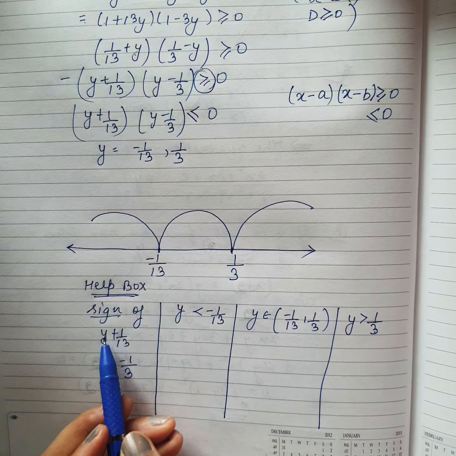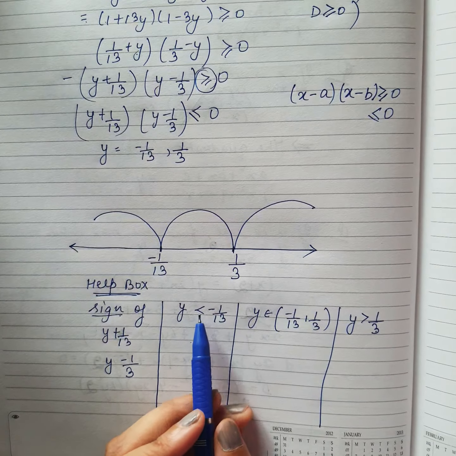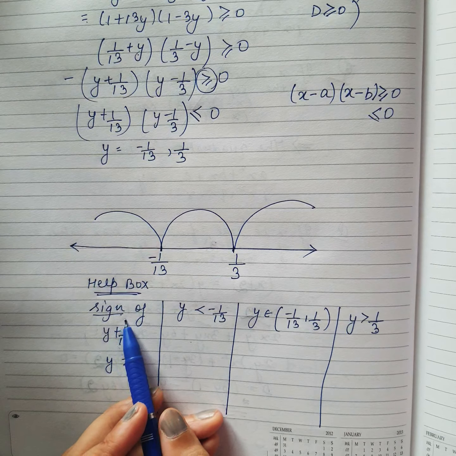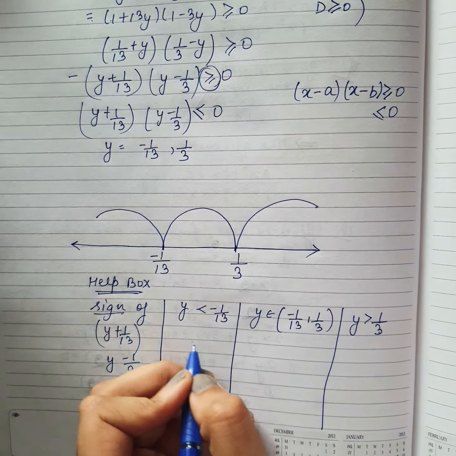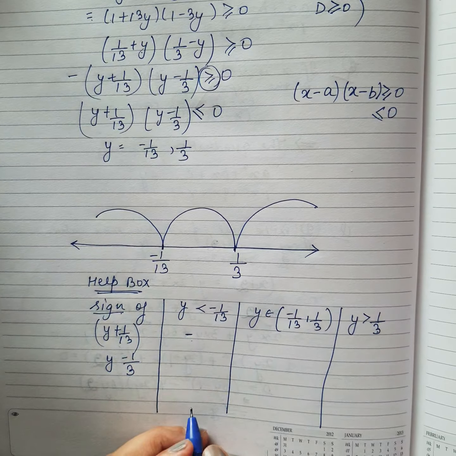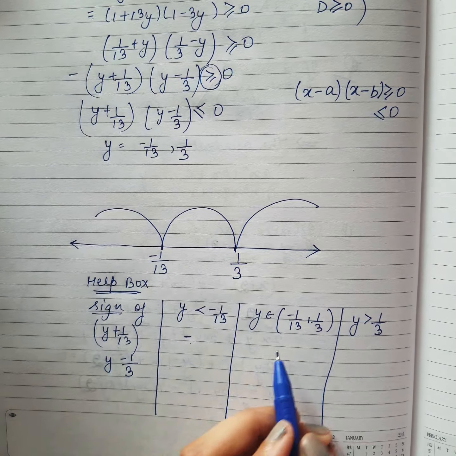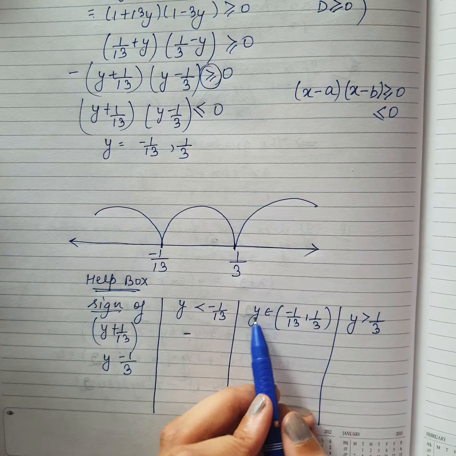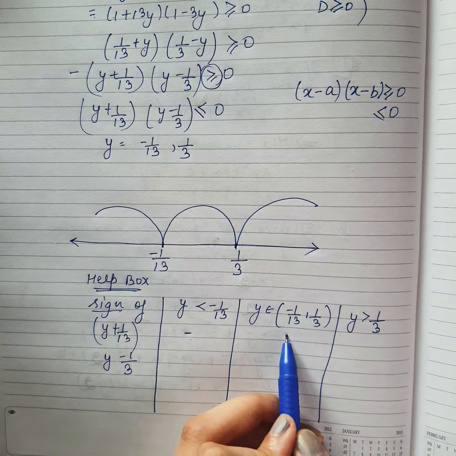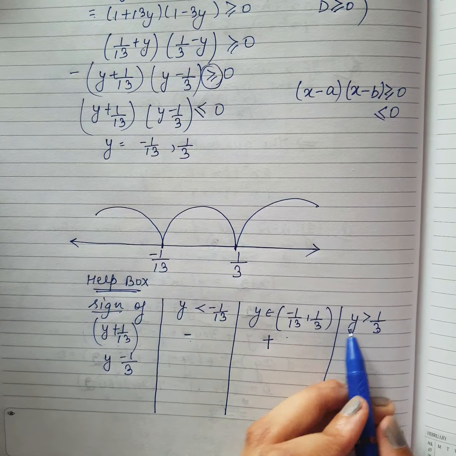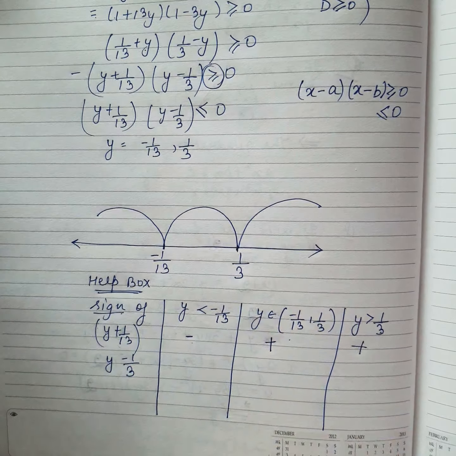Okay, so now let's start checking. When y plus 1 by 13 here, if y is less than this value, in this case this particular sign will be negative. You put any value, the sign will be negative. Let us try if the y value is lying between them. This is going to be positive. If y is greater than this, this is also going to be positive.